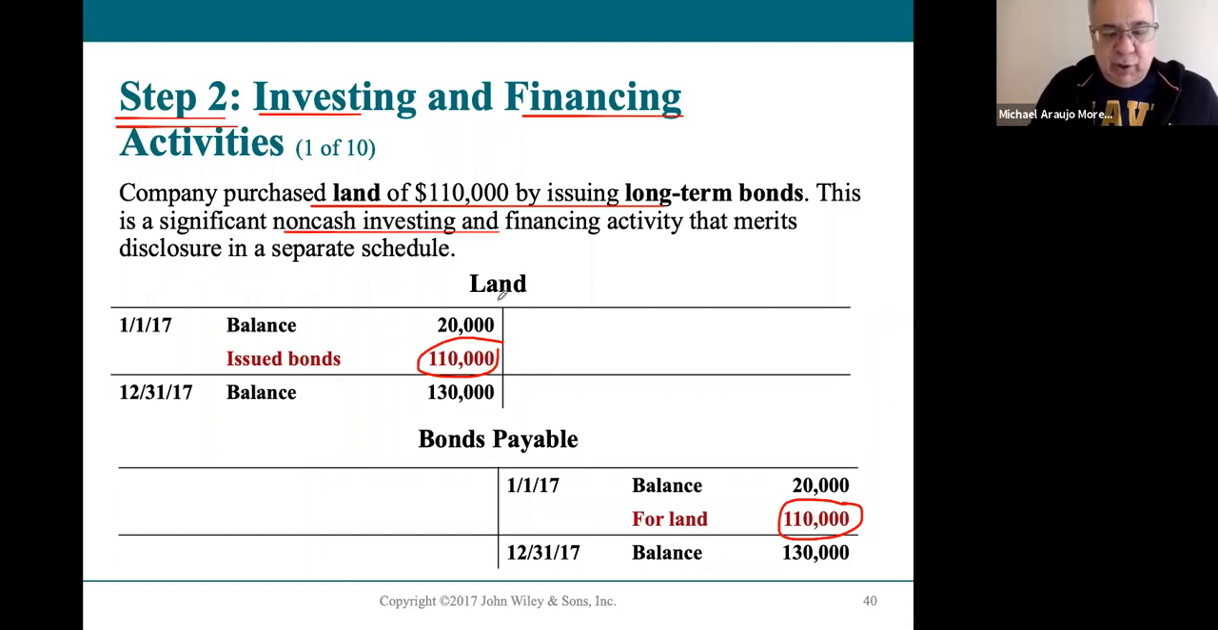The purchase of the land is an investing activity. The use of the bonds is a financing activity. So you see these match. It's non-cash. It's not going to affect your cash flow statement, but you will put it on a separate schedule to tell your owners, this is what happened here. This is how we acquired the land. This is why we have more bonds payable.